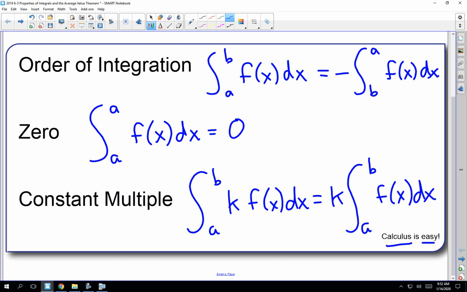So order of integration: if we change the order, you change the limits of integration, flip them around, you have an opposite sign of whatever the integral is. Integral from a to a of a function is always 0. That's good to know. And a constant multiple: you have the integral of some constant multiple times a function, you can factor that out and find the integral and then multiply it later. Those are all equivalent.